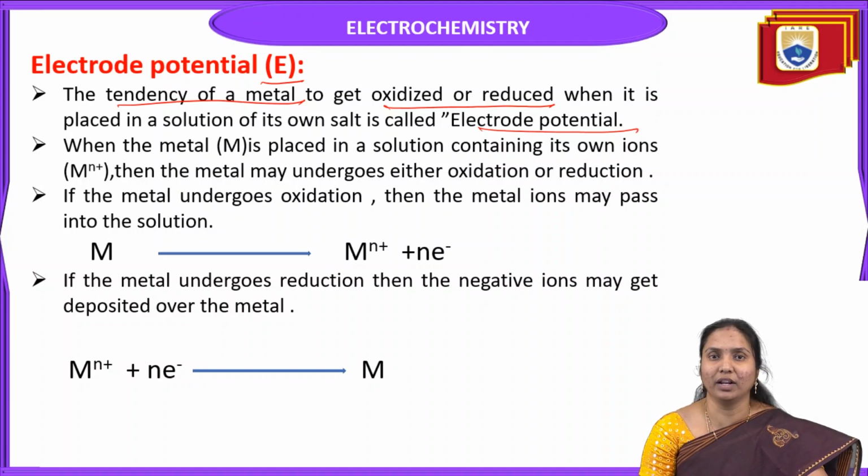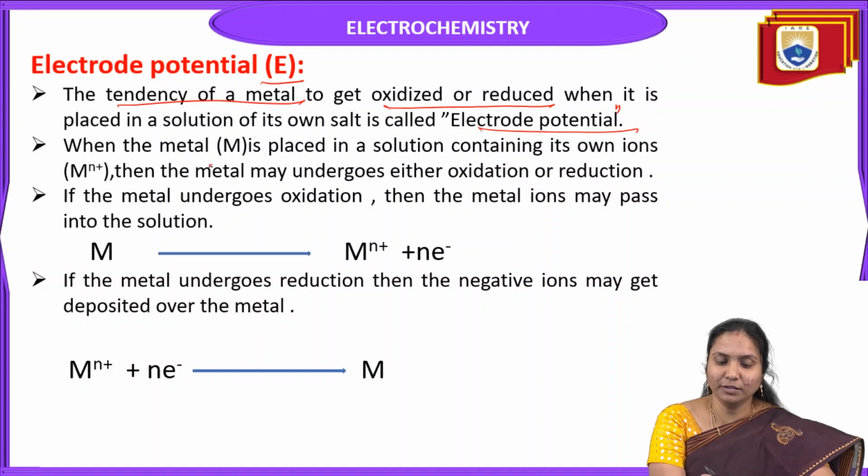For example, a copper electrode dipped in copper sulfate solution acts as a cathode, that means a reduction reaction takes place. So what is the meaning of electrode potential? The tendency of a metal to get oxidized or reduced when it is dipped in its own salt solution is called electrode potential. It is denoted by capital E.